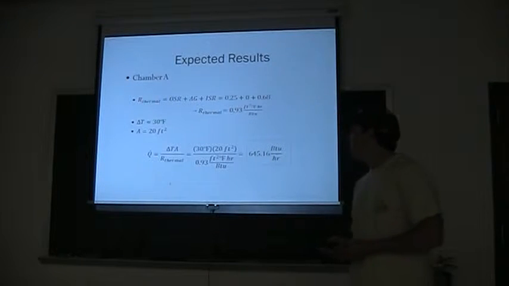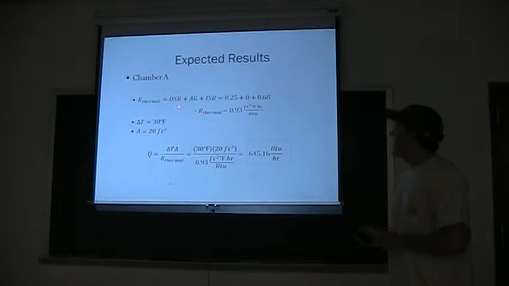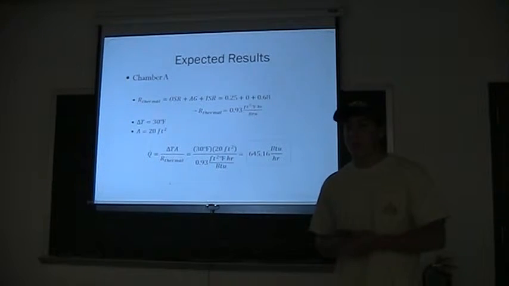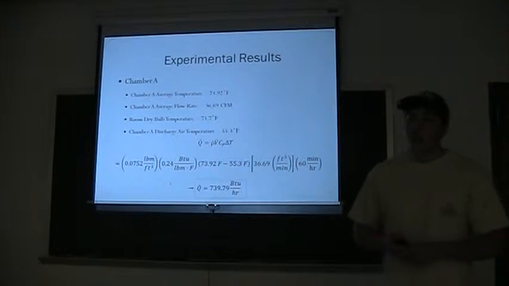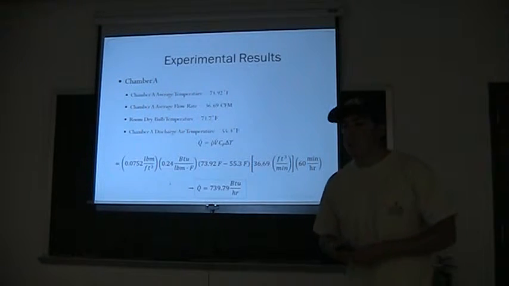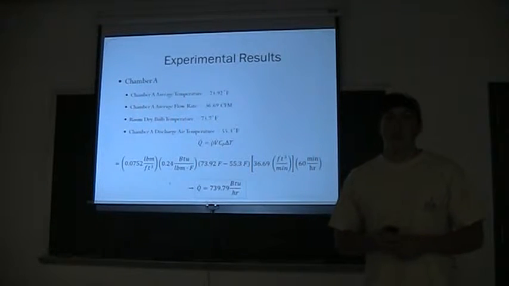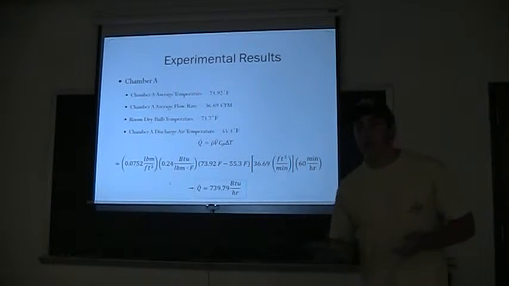So the expected results, these were some sample calculations that I did. You can see that chamber A only has 3 thermal resistances, so that's a pretty low thermal resistance. A sample change in temperature and area of the room, we get about 645.16 BTU per hour, which is a unit of power. The experimental results that I got from the chamber A average temperature minus the chamber A discharge temperature, we got about 739.79 BTUs per hour. So it was a little higher than what was expected, but without an actual reading of the area of the room, that's kind of expected.